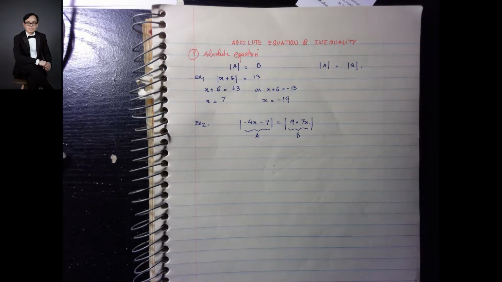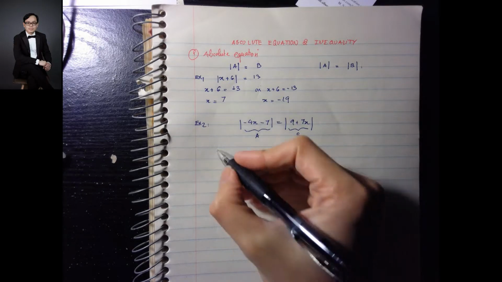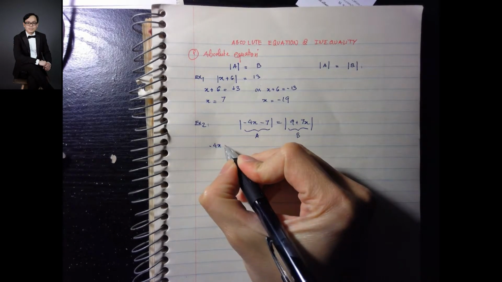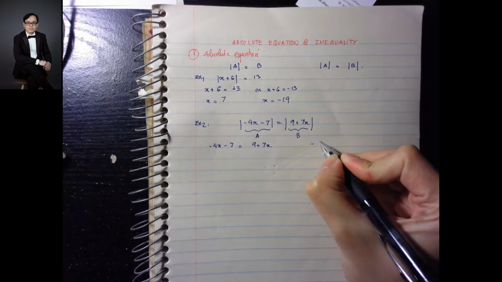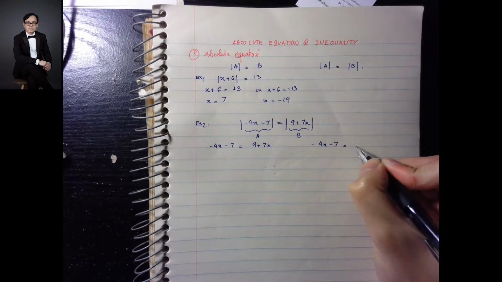Because we have two pairs of absolute bars, when you take positive or negative, it turns out to be the same value. It means that we can also split it into two cases. The first case is negative 4x minus 7 equals 9 plus 7x, or negative 4x minus 7 equals negative of 9 plus 7x. And these are very simple linear equations, so I can solve them.